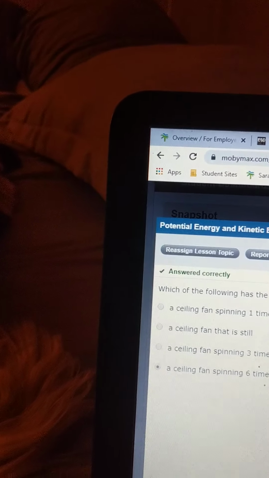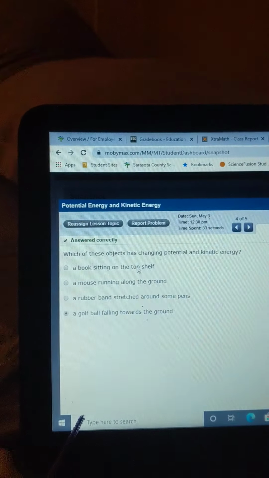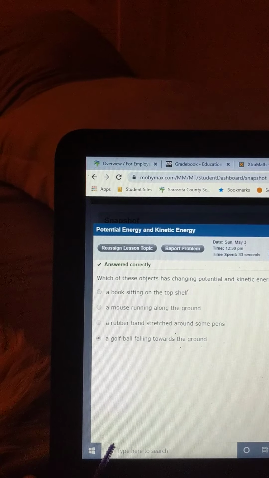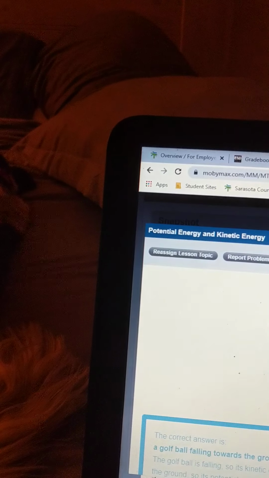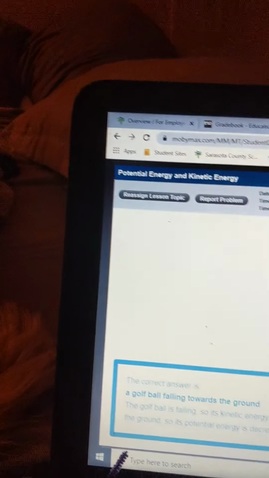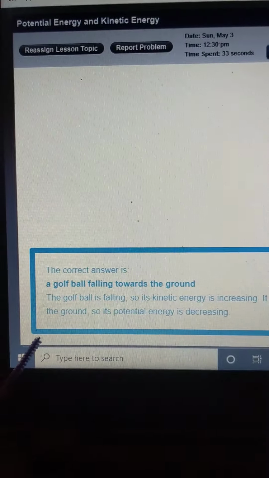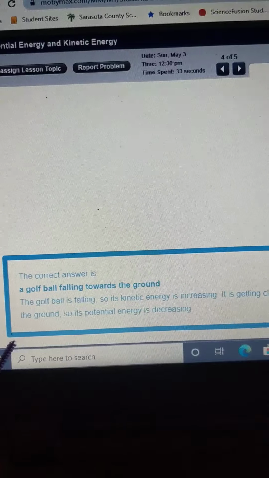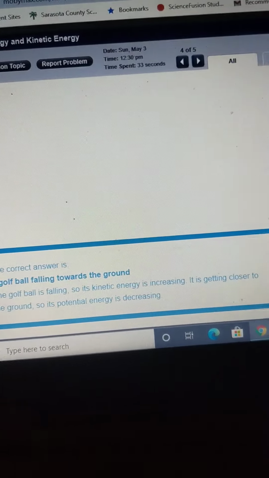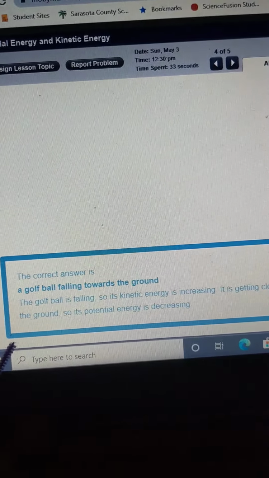All right, next one. Which of these objects has changing potential and kinetic energy? So both are changing. Move it down again. And that correct answer was a golf ball falling towards the ground. The golf ball is falling, so its kinetic energy is increasing. It is getting closer to the ground, so its potential energy is decreasing.